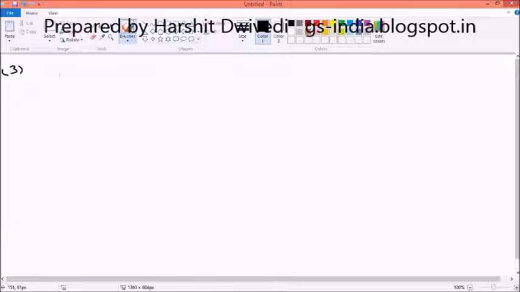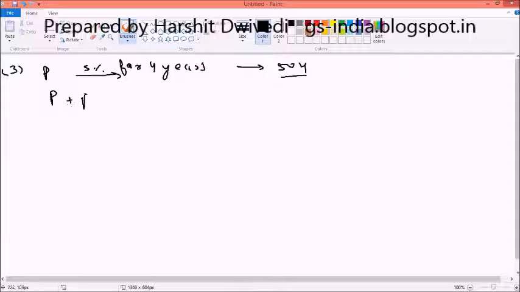Okay. Now in this question number 3, suppose that the principal is P. The principal is P, and when it is invested at the rate of 5% for 4 years, it increases to 504. So this 504 is the amount. Now for the amount, the formula is P plus P R T by 100. This I know.